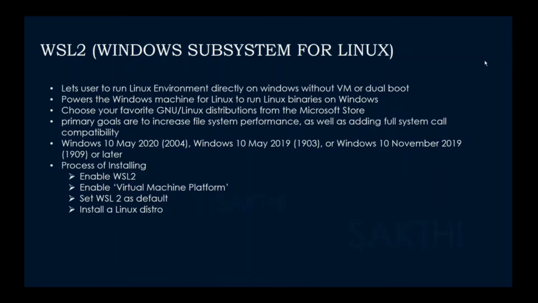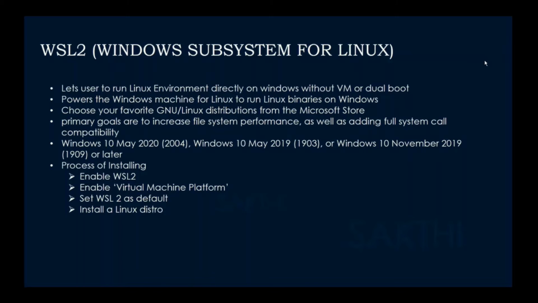The primary goal is to increase the system performance and the full system call compatibility. It supports Windows 10 May 2020, May 2019, and November 2019 or later. The process of installing WSL on your Windows machine is to enable WSL, enable VirtualMachinePlatform, and then set WSL2 as your default and install your Linux from the Microsoft Store.